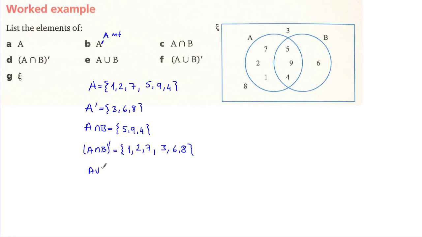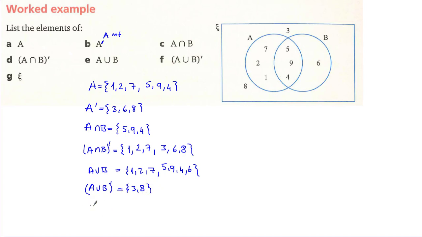What is A union B? A union B is 1, 2, 7, so all the elements in A and B: 5, 9, and 4, then 6. So these are the elements of A union B. There's no need to draw the parenthesis, but for the not operation, we should. Then what is the complement of A union B? Outside of A union B, there are only two elements, which are 3 and 8. That's the complement of A union B.